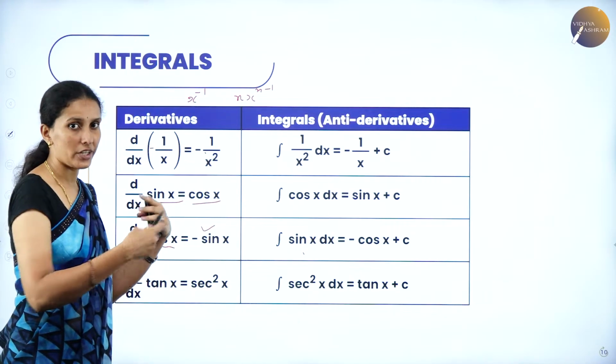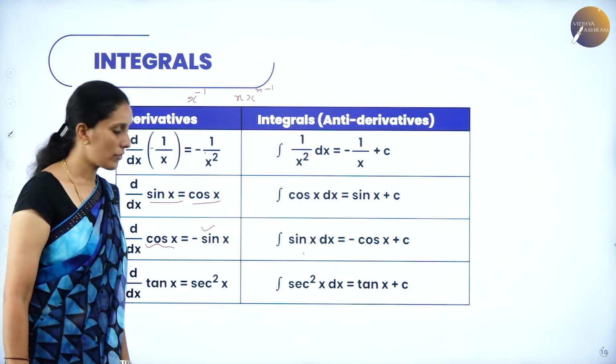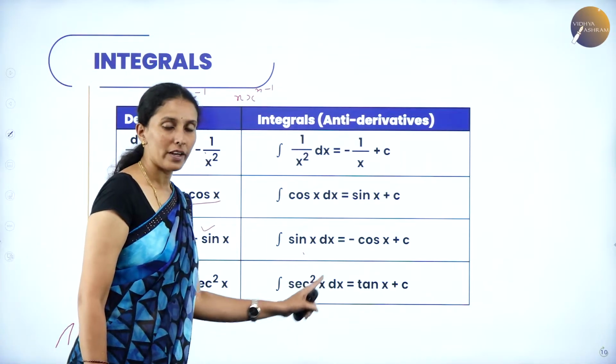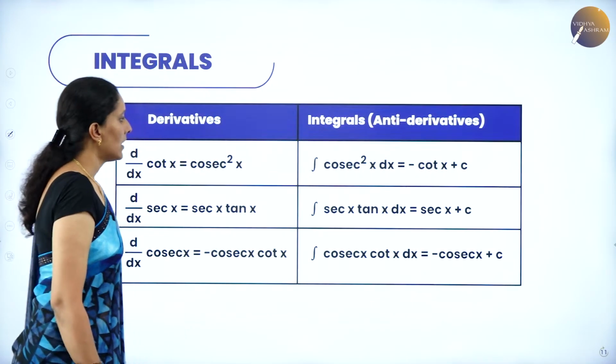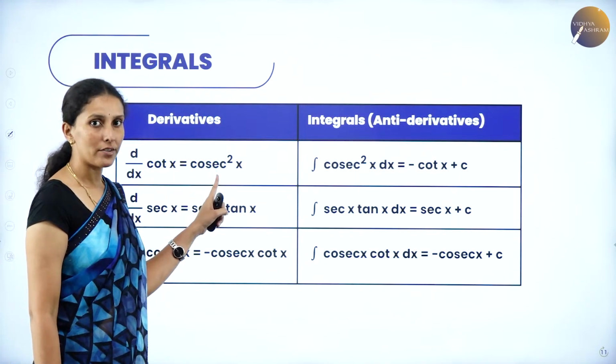So, the sign interchanges. And here the derivative of tan x is secant square x. That is why the integration of secant square x is tan x plus c. Similarly, you can see for cot x, its derivative is cosecant square x.